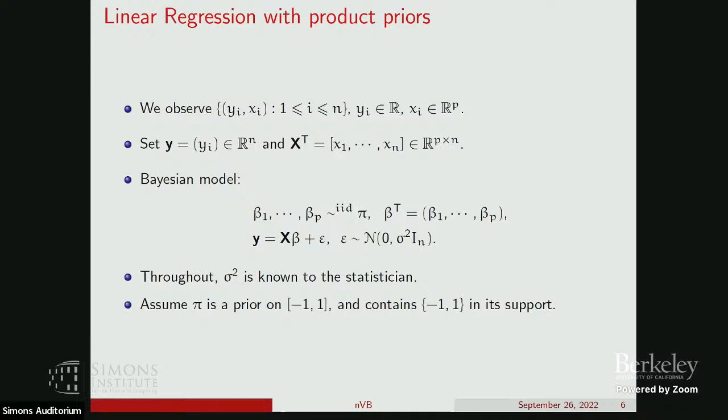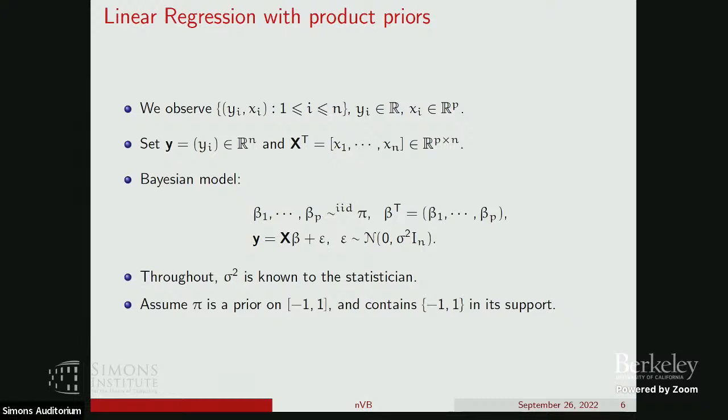So I'll talk about linear regression. The setup here is that you have data y_i, x_i. Your responses are real valued, your features are p-dimensional. To fit the model, you assume a linear model: y = x beta plus error. And we assume that I have a product prior on the coordinates, so each beta_i is IID from some prior.